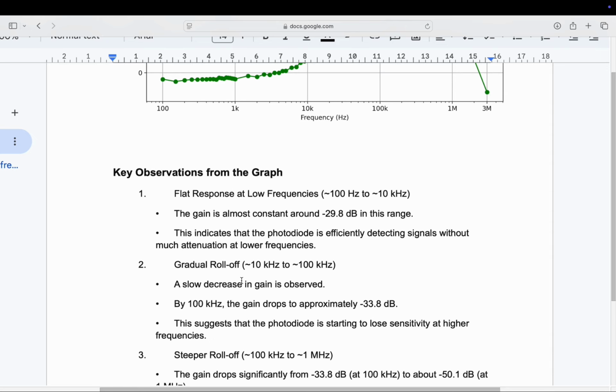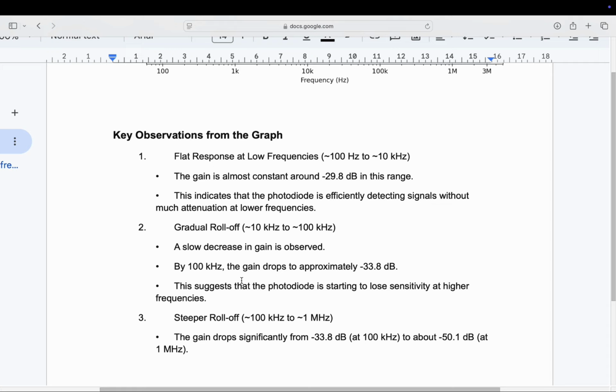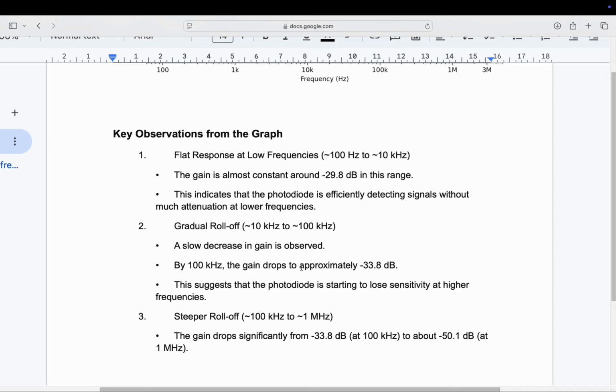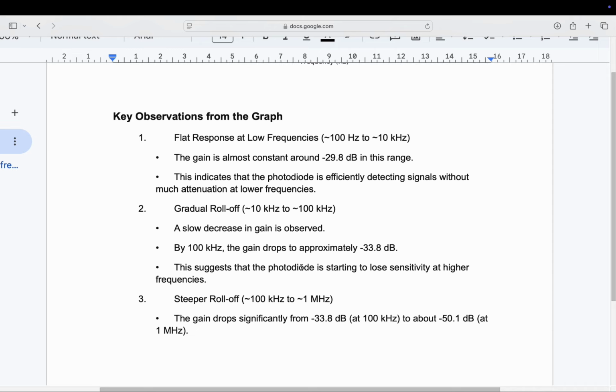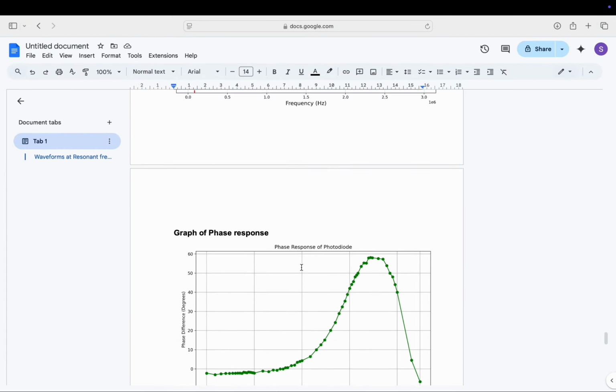The key observations from the graph are that around lower frequencies we get a flat response, and the gain is almost around minus 29.8 dB. This indicates that the photodiode is efficiently detecting signals without much attenuation. Then we get a gradual roll off, a slow decrease, and then there is a steeper roll off, which we can again see in the graph.